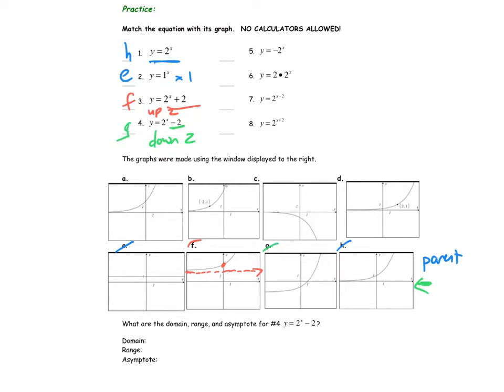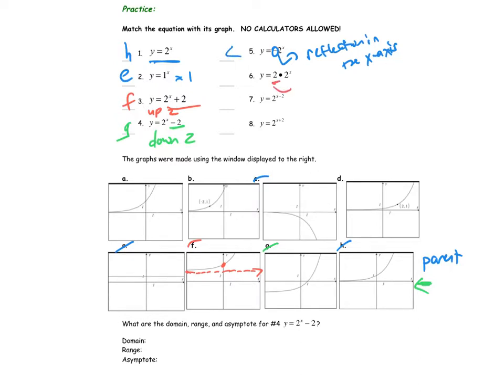Okay, number 5. Over here, the negative in front, this means it's a reflection in the x-axis. So if I look at the parent function in H, and I reflect that over the x-axis, it should be going through 0, negative 1, and then be reflected, and that looks to me like C.